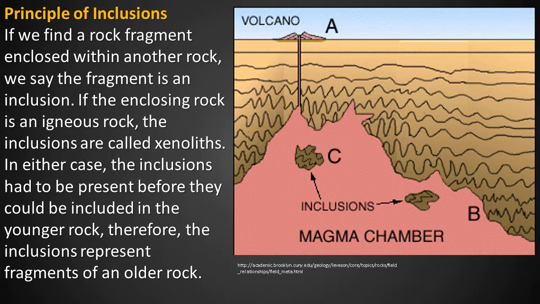Principle of inclusions. If we find a rock fragment enclosed within another rock, we say the fragment is an inclusion. If the enclosing rock is an igneous rock, the inclusions are called xenoliths. In either case, the inclusion had to be present before they could be included in the younger rock. Therefore, the inclusions represent fragments of an older rock.